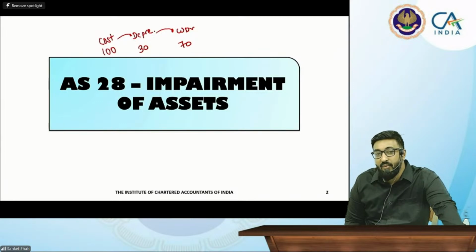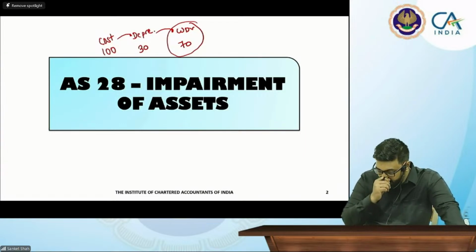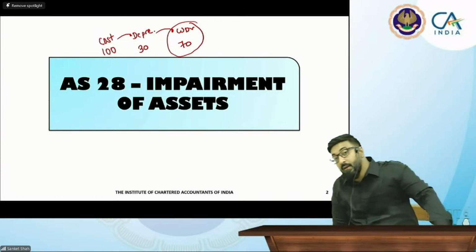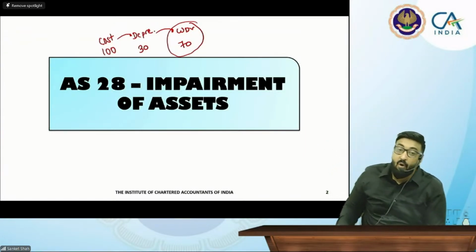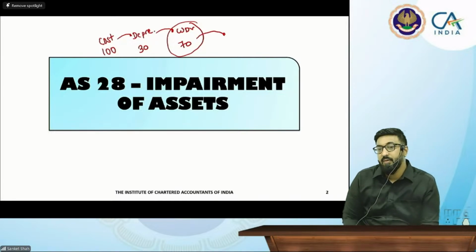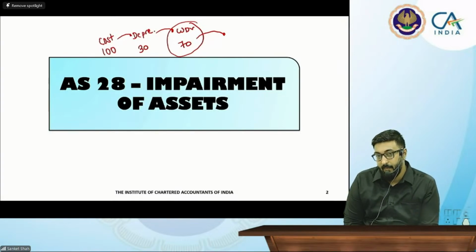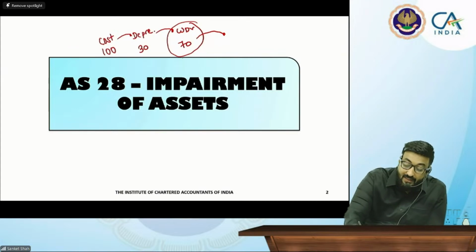Now this 70 rupees, what we got after depreciation, is also going to reduce due to some factors other than depreciation. This is called the carrying amount of the asset.